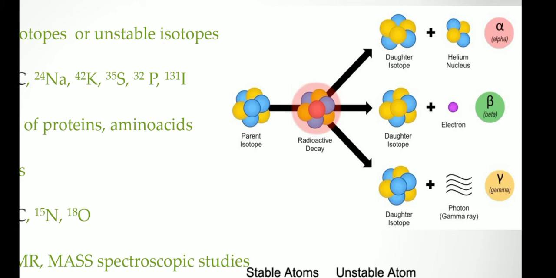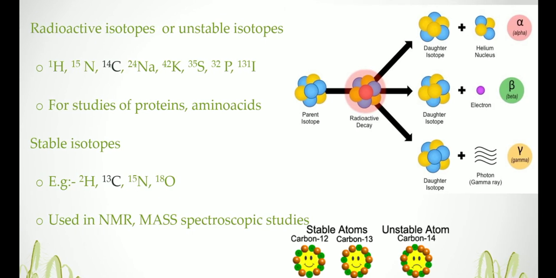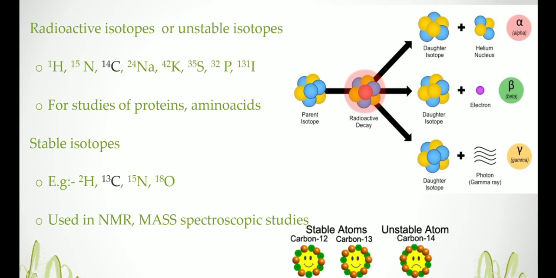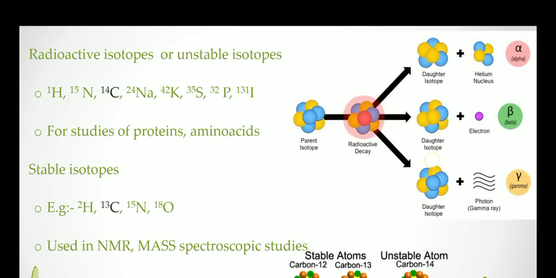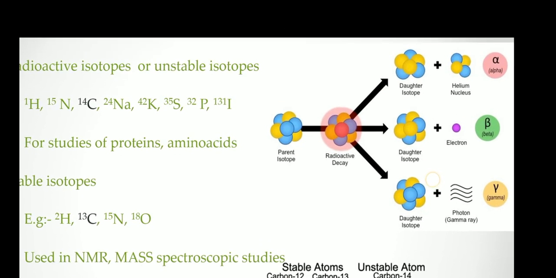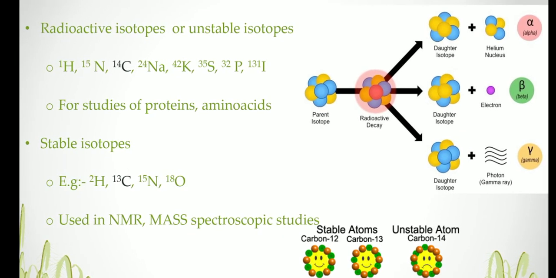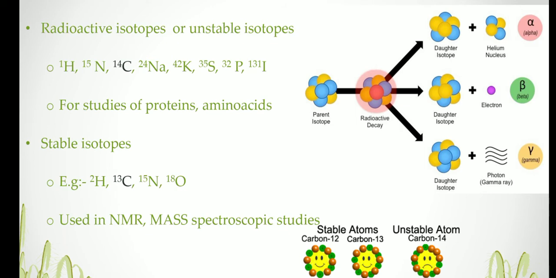Emitting radiation, thus parent isotopes become stable in the form of daughter isotopes. These are radioactive isotopes or unstable isotopes. Examples of radioactive or unstable isotopes are hydrogen 1, nitrogen 15, carbon 14, sodium 24, then potassium 42, sulfur 35, phosphorus 32 and iodine 131. These are examples of unstable isotopes or radioactive isotopes.